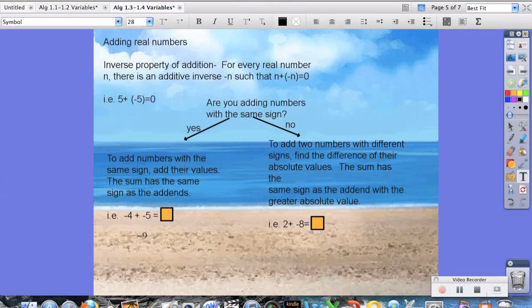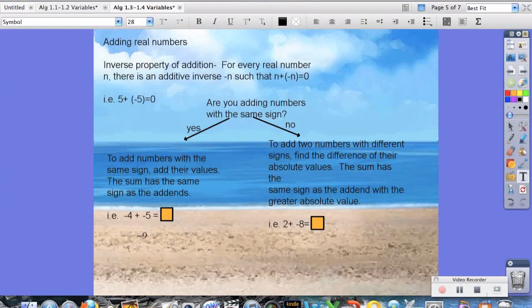It says to add two numbers with different signs, find the difference of their absolute values. The sum has the same sign as the addend with a greater absolute value. So in English, it means if the signs are different, we're going to subtract them, and then we're going to keep the sign of the larger number.